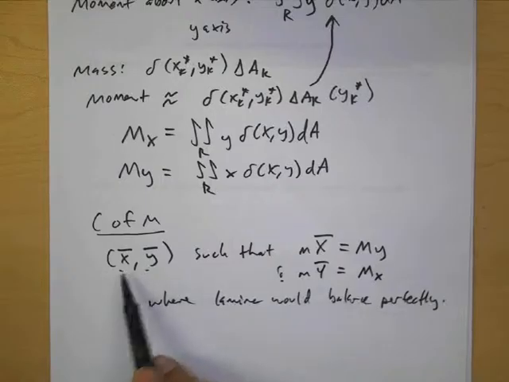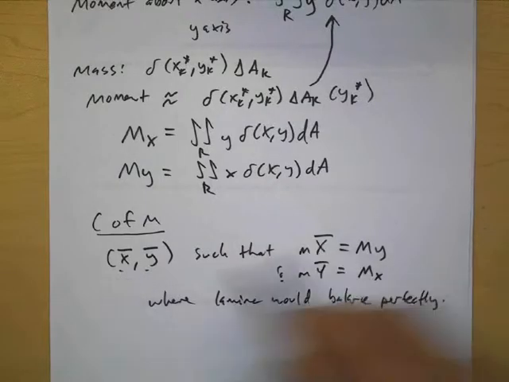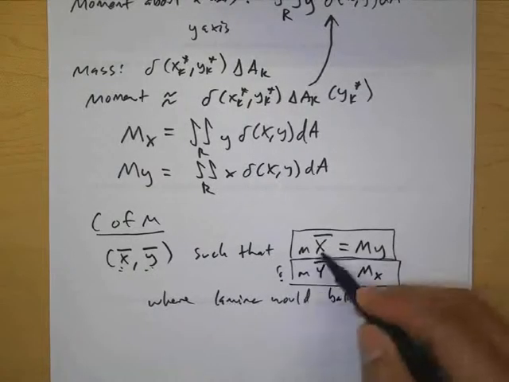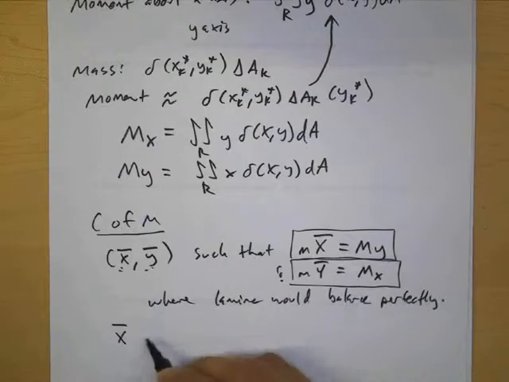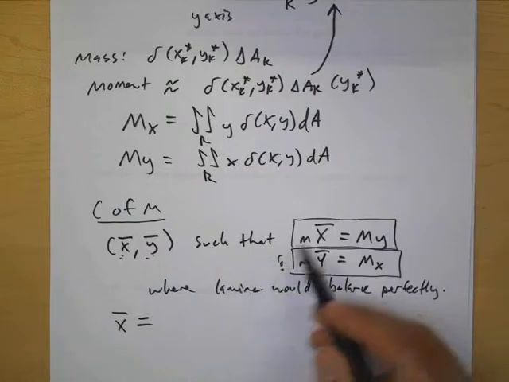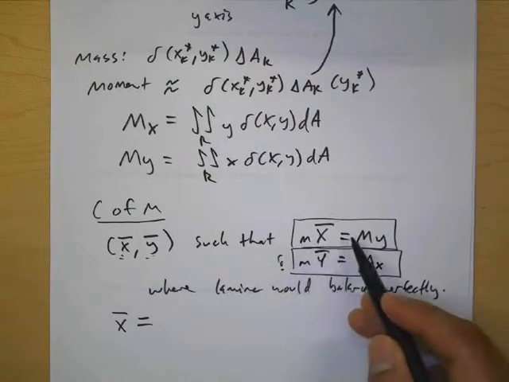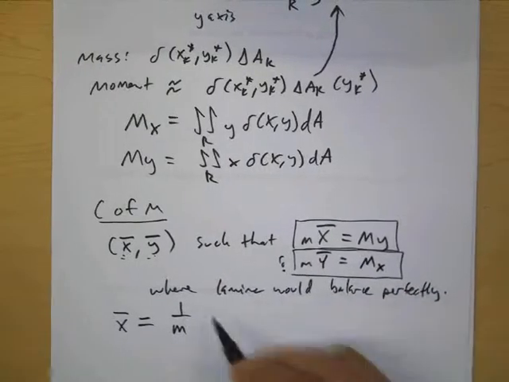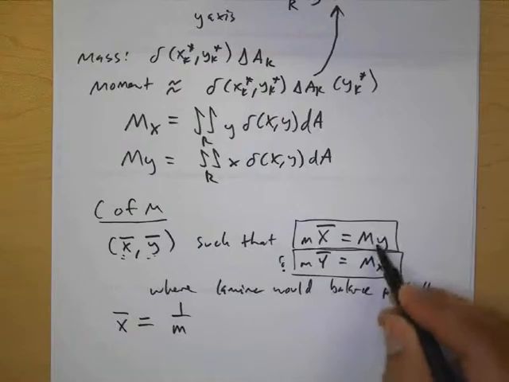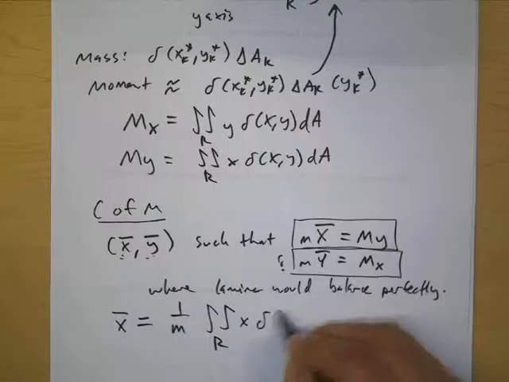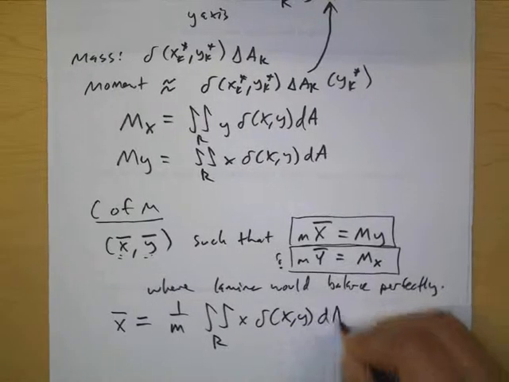So now, if I'm looking for x bar and y bar, and these conditions have to hold, now we have a relationship that we could use to say that to find the x-coordinate of the center of mass, the x-coordinate would just be 1 over m times the moment about the y-axis, right? So 1 over mass. And then the moment about the y-axis is what we did earlier.